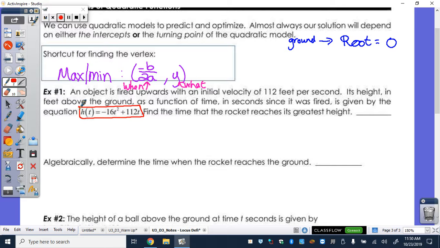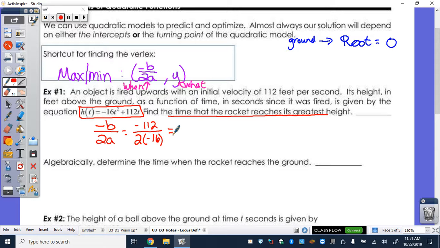So again, we're looking for the time when it reaches its greatest height. So we're looking for something dealing with the vertex, and it's the time part of the vertex. So we have to do -b over 2a. Time and vertex, -b over 2a. So what's our b value from the equation? We get -112, because we're supposed to put in there -b. Our a value, -16.